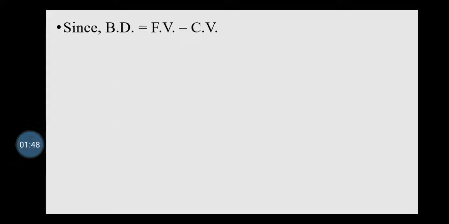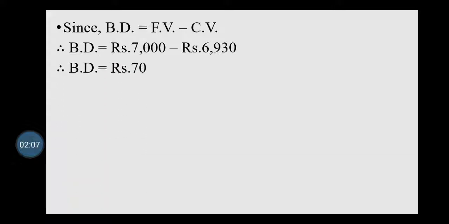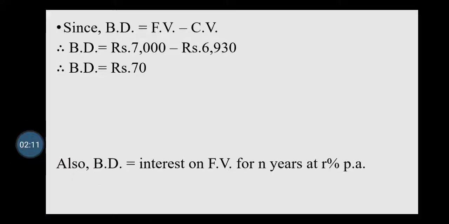Now we know that banker's discount equal to face value minus cash value. Face value and cash value are given in the question. So, banker's discount equal to rupees 7,000 minus rupees 6,930. Therefore, banker's discount equal to rupees 70.